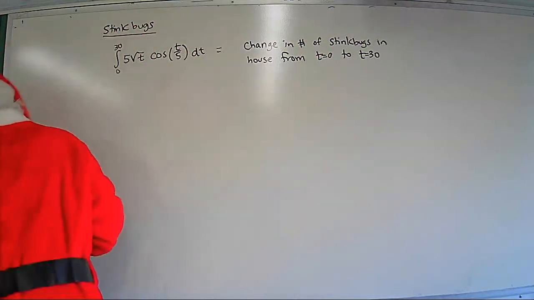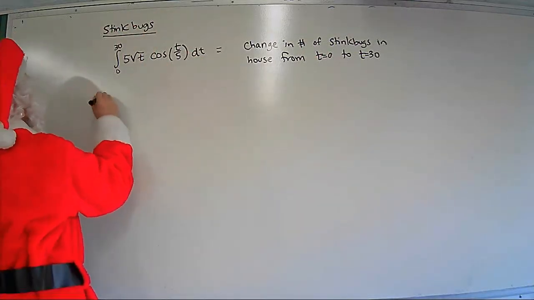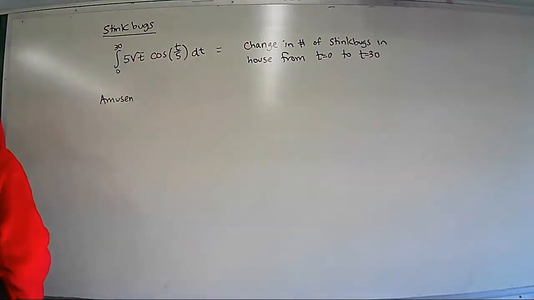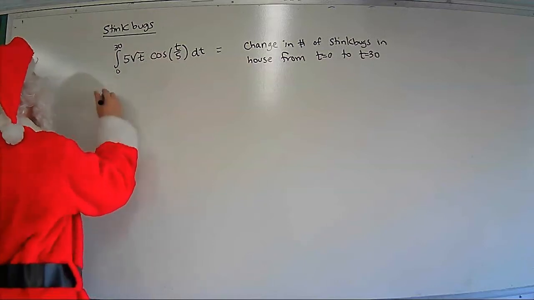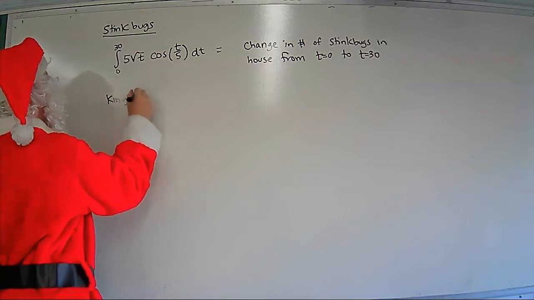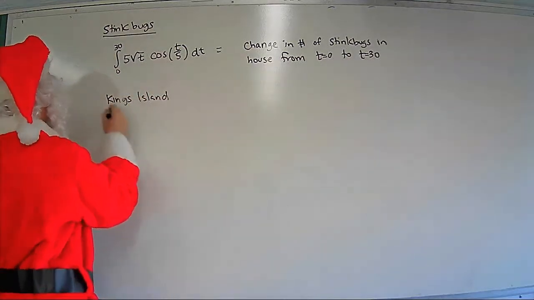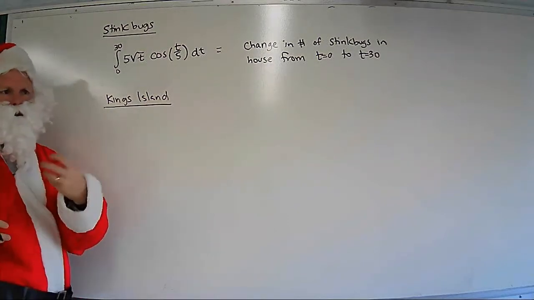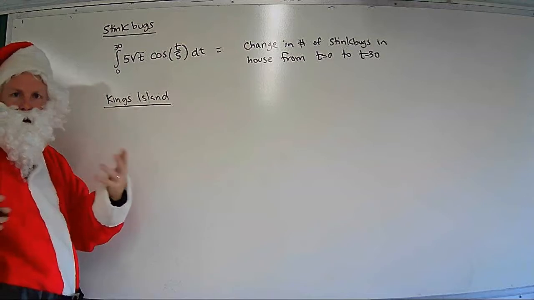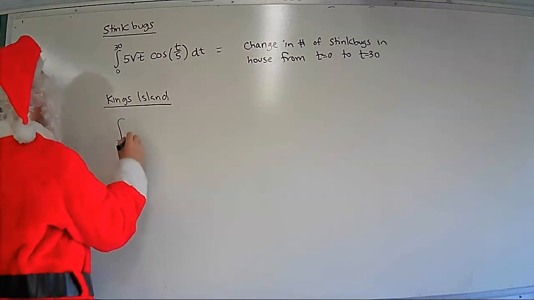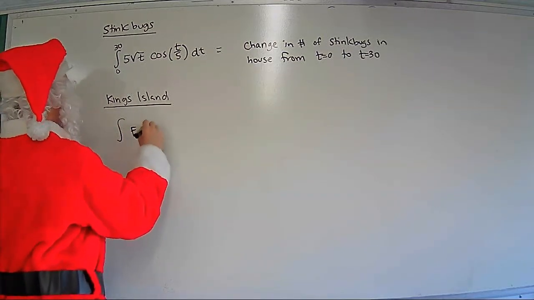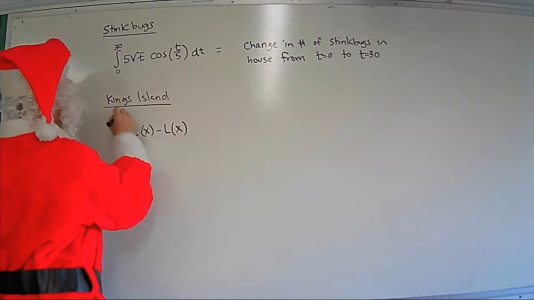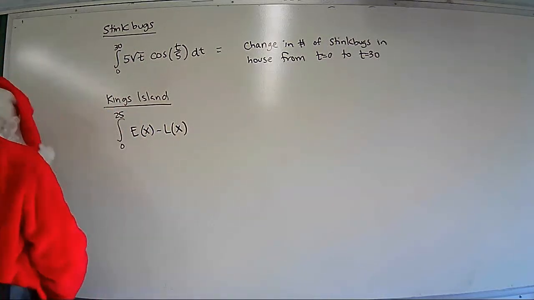If we think back to the amusement park, let's just call it Kings Island because it's easier to write. If you go back to the Kings Island problem, I think those functions were called E and L. I don't remember their algebraic definitions, I just remember their names. So if we just do this, oh wait, we didn't go that far, did we?